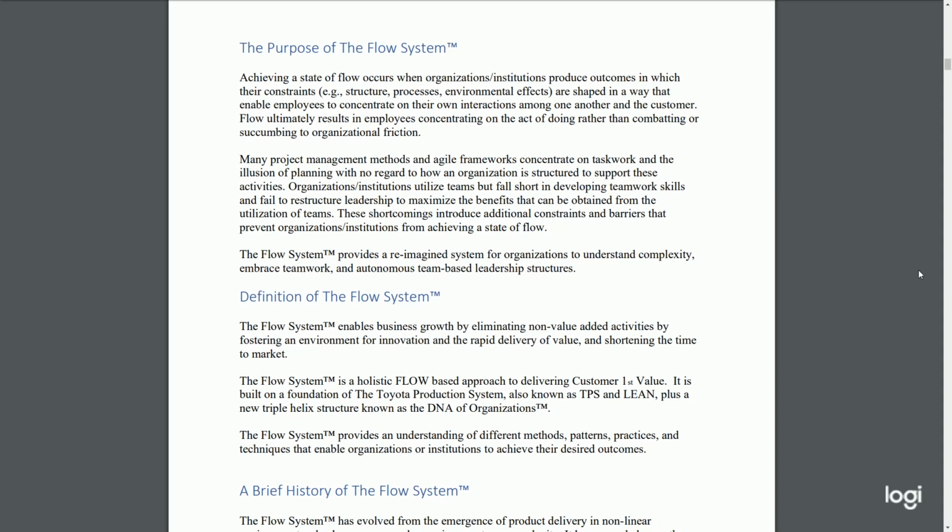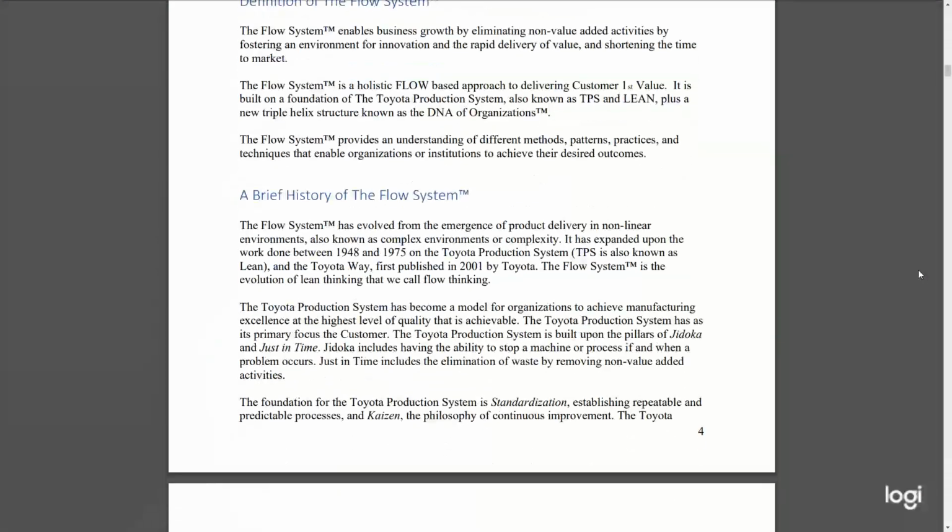The flow system is a holistic flow-based approach to delivering customer-first value. It is built on a foundation of the Toyota Production System, also known as TPS and Lean, plus a new triple helix structure known as the DNA of organizations. The flow system provides an understanding of different methods, patterns, practices, and techniques that enable organizations or institutions to achieve their desired outcomes. A brief history of the flow system.